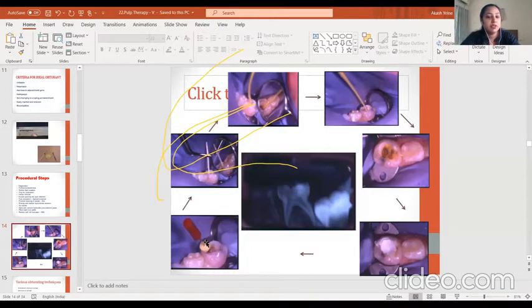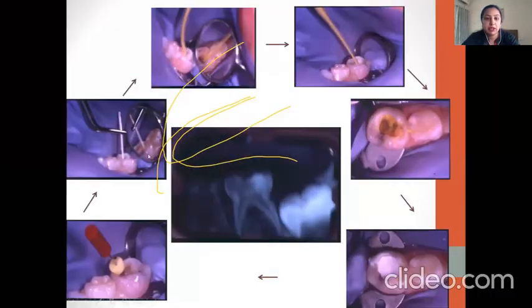So the first picture is showing filing of the canals. Second picture is drying with paper points. You can see a white paper point here. Then the third picture is filling the canals using a pressure syringe, mechanical pressure syringe. See, all the canals are being filled. First the mesial canal, then the distal canal is being filled.